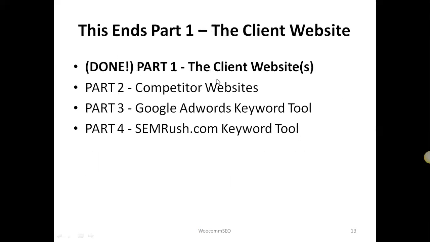And so this ends the part 1, where we focus on the client website to generate our sales keyword checklist. So up next, we are going to study not only the client's website, we are also going to study the competitor websites. And we're also going to use the tool called Google AdWords Keyword Tool. And we're also going to use the tool called semrush.com. So we are done for part 1, which is the client websites.